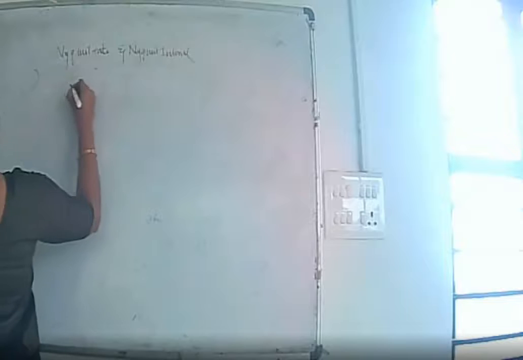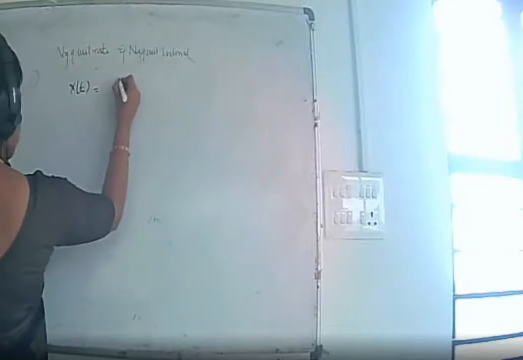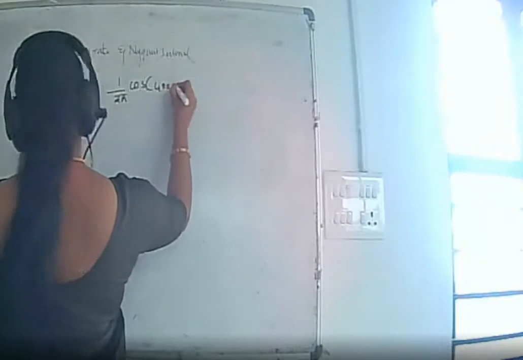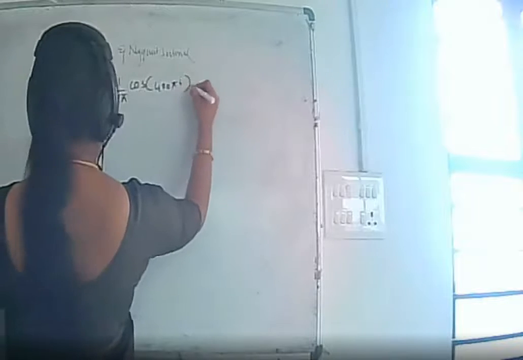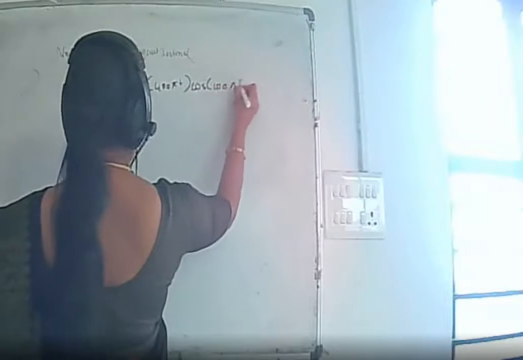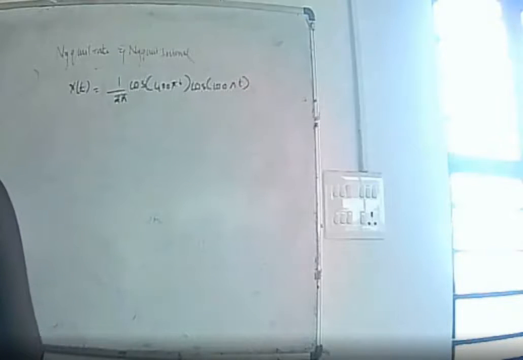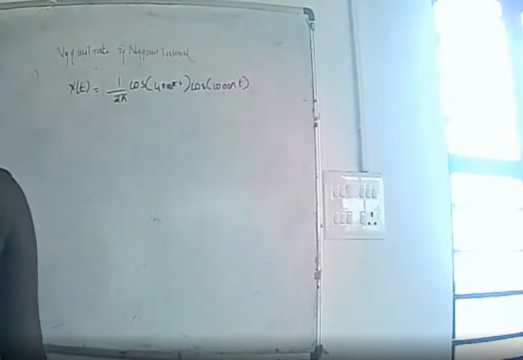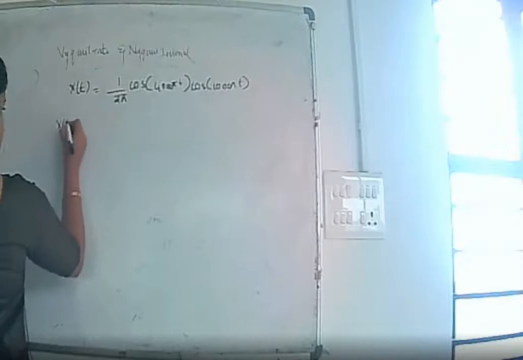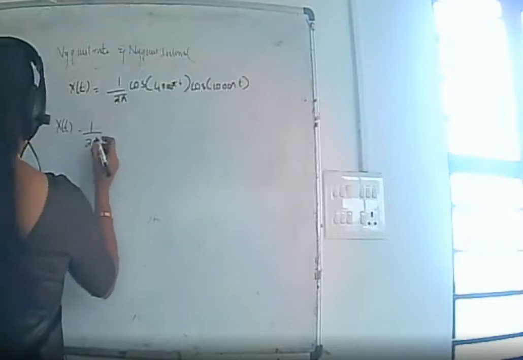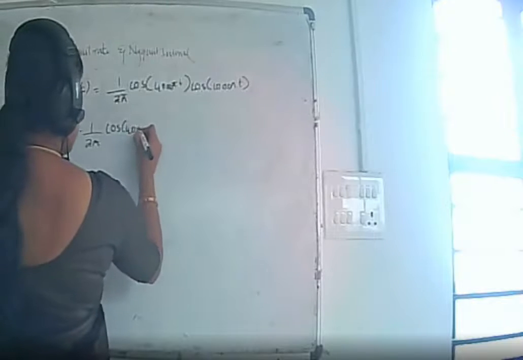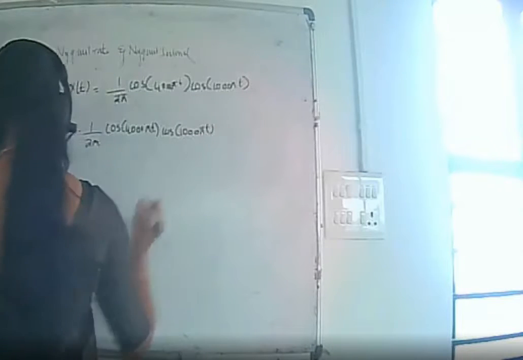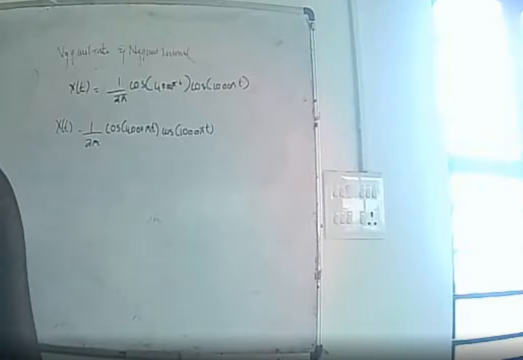We are given a signal x of t, which is 1 by 2 pi cos 4000 pi t cos 1000 pi t. Sorry, 4000 and 1000.